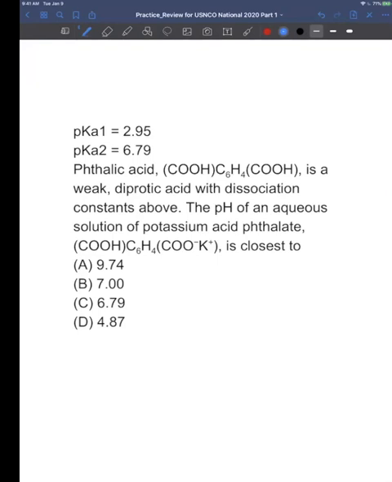Can you guys see how many students answered the question already? Okay. Makes sense. Yeah, probably you understand this is not really a calculation, right? You need to know how to get the pH.